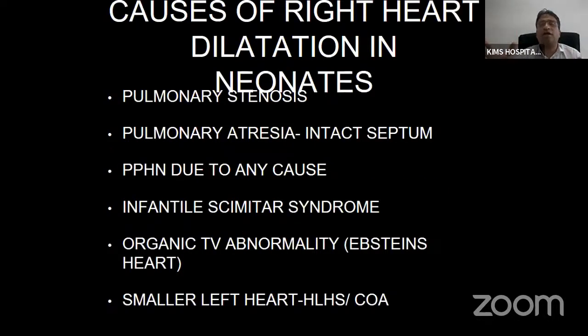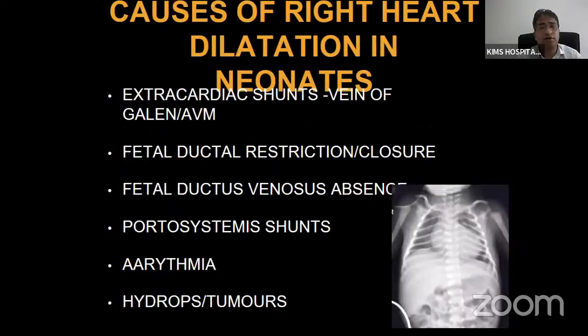So causes of right heart dilatation: whenever it comes, you will see pulmonary stenosis causing severe TR, pulmonary atresia with intact septum causing severe TR, PPHN due to any cause, infantile scimitar syndrome or any lung cause, organic tricuspid valve anomaly like Ebstein's anomaly, smaller left heart like HLHS or coarctation that causes increased stress on the right heart, and because the left side is small, your right heart will look dilated, and there is a cardiomyopathy like Ebstein, ductal stenosis in a fetus or ductal constriction in a fetus.